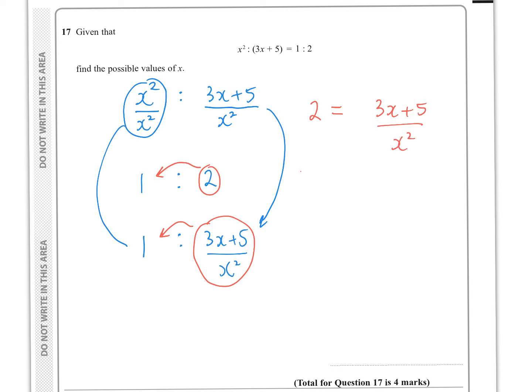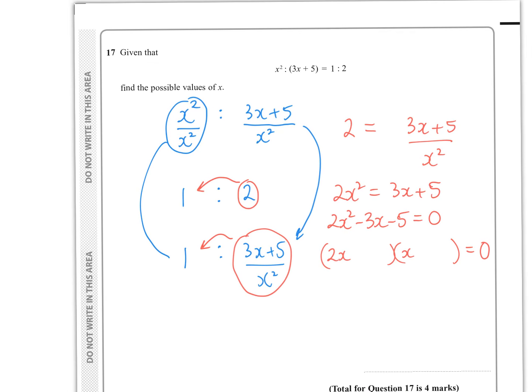Multiply both sides by x squared, so we'd get 2x squared equals 3x plus 5. Take 3x from both sides, then take 5 from both sides, and we'd have 2x squared minus 3x minus 5 is equal to 0. We'll see if this factorises. So we'll have 2x and x, and then we'll have factors of 5 and 1, and if we do the other way round actually, so let's have a look.